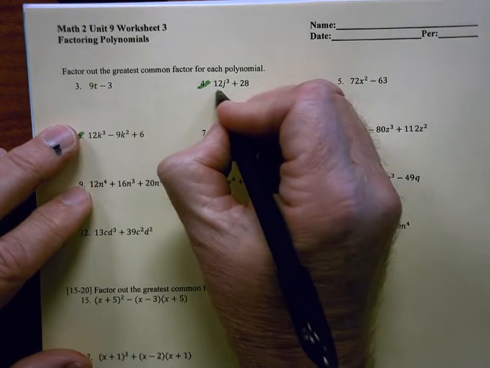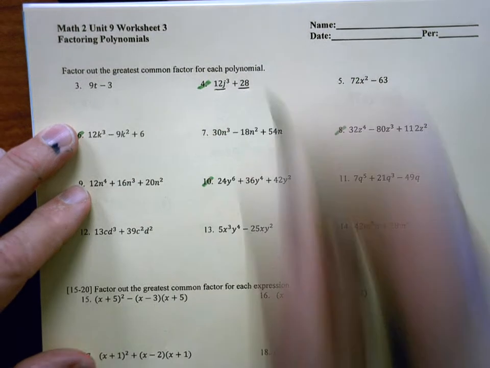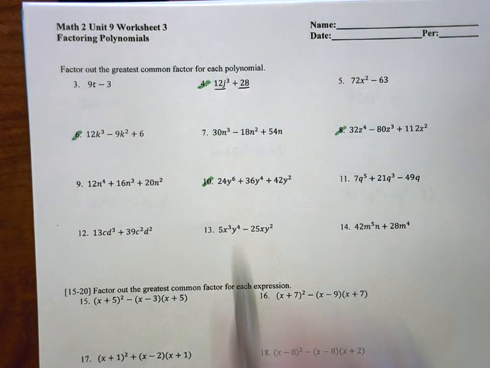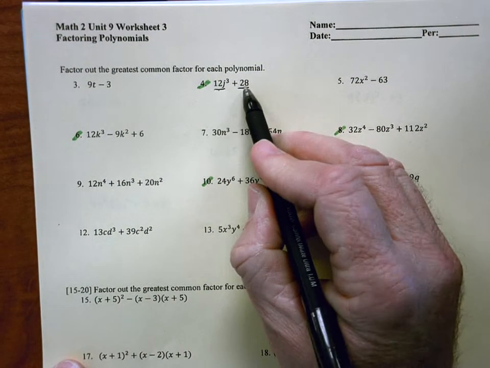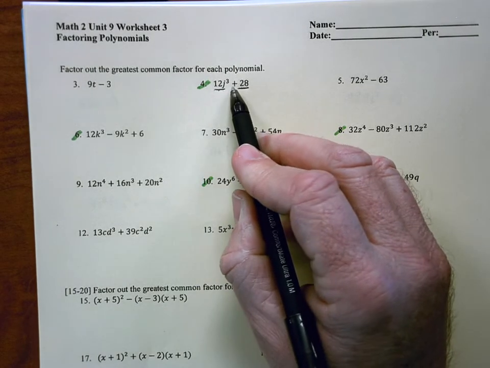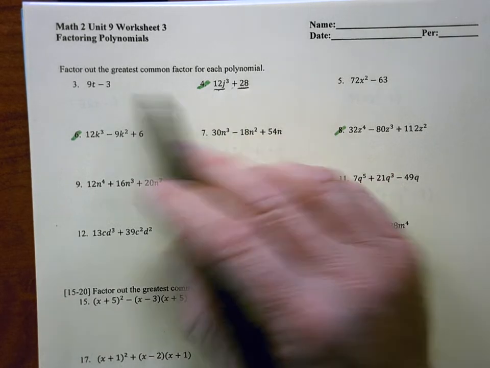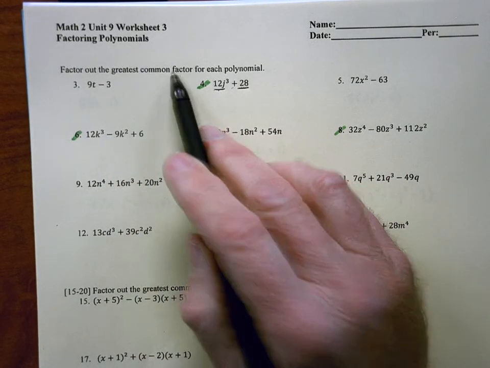Okay, so what we're going to do is take a look at these two terms in number 4. Number 4 has two distinct terms. Those terms are different from each other, so they're not alike terms, and they're separated by an addition symbol. So this is called a binomial. Okay, and what we're going to do is factor out the greatest common factor.